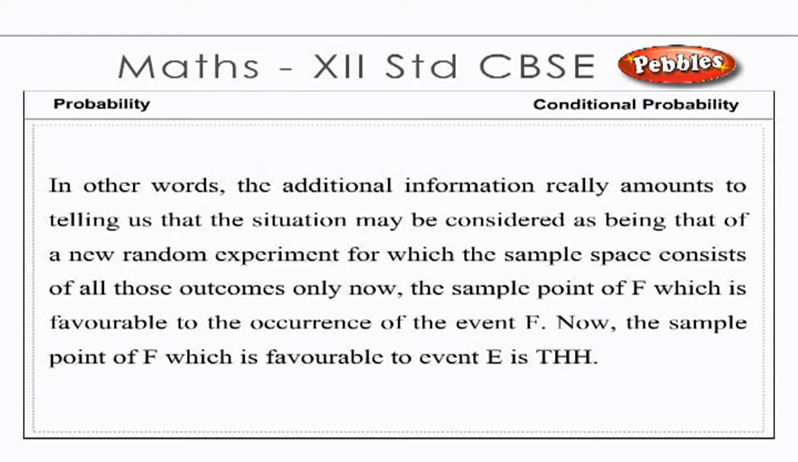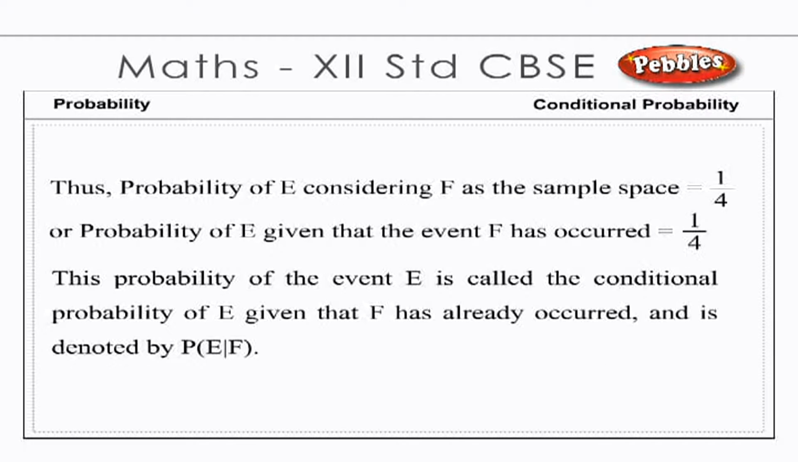In other words, the additional information really amounts to telling us that the situation may be considered as being that of a new random experiment for which the sample space consists of all those outcomes only which are favorable to the occurrence of the event F. Now, the sample point of F which is favorable to event E is THH. Thus, probability of E, considering F as the sample space, is equal to 1 by 4, or probability of E given that the event F has occurred is equal to 1 by 4.